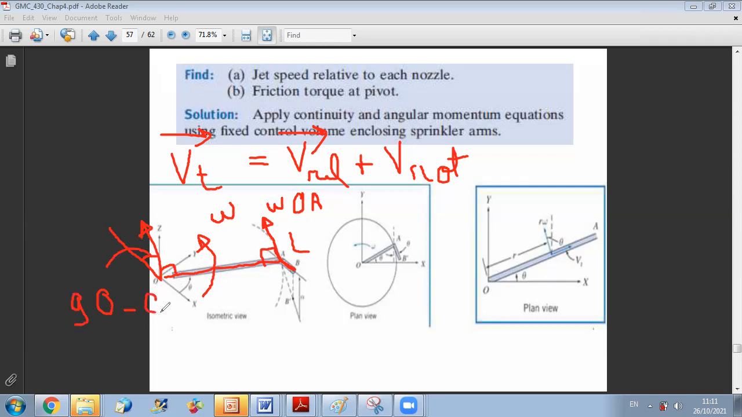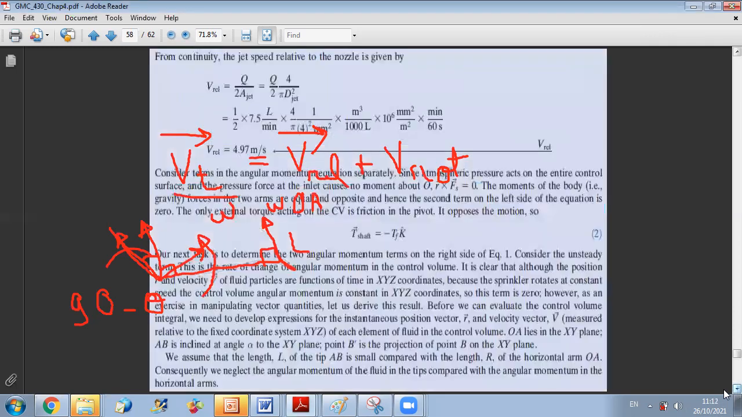And if you do projections, you have negative velocity along X and positive velocity along Y. So the projection along Y will be omega R, or omega OA, cosine theta, while the projection on X will be minus omega R sine theta. Okay, so now we are done with the expression of the total velocity at the exit, so we'll be able to calculate the angular momentum.